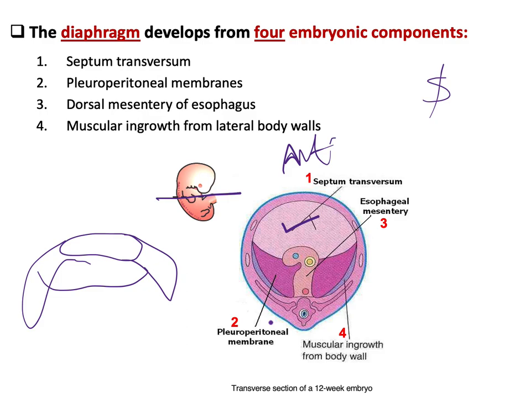pleuroperitoneal membrane that separates the lungs from the peritoneal cavity, and they were below the developing lung. So this is posteriorly the pleuroperitoneal, and you have the dorsal mesentery of the esophagus, because this is the esophagus that is connected to the posterior abdominal wall by mesentery. This is the posterior or the dorsal mesentery of the esophagus, and we have also a contribution from muscular ingrowth laterally from the body wall, because when the lungs developed, they pushed or divided the body wall and it creates this kind of thing.